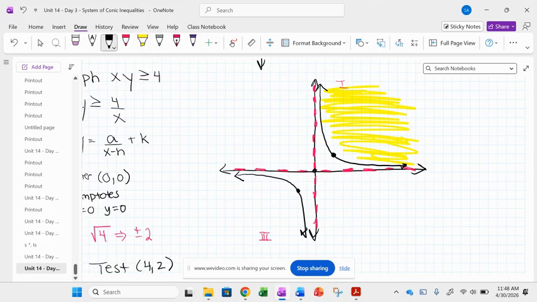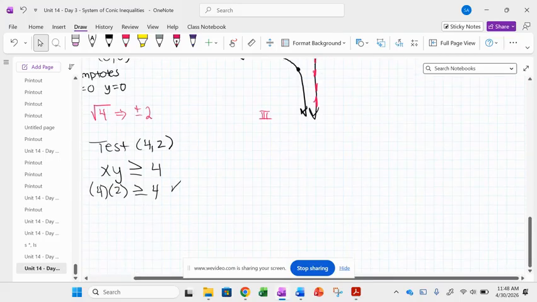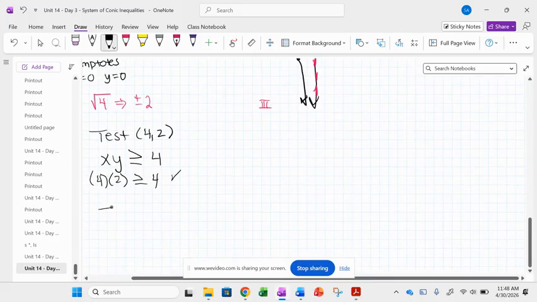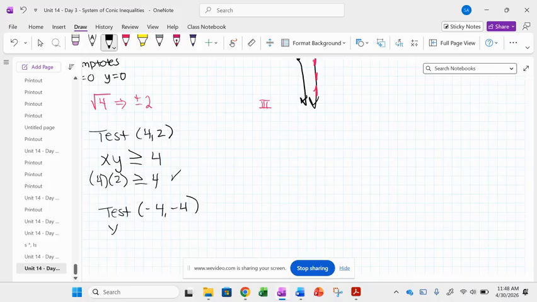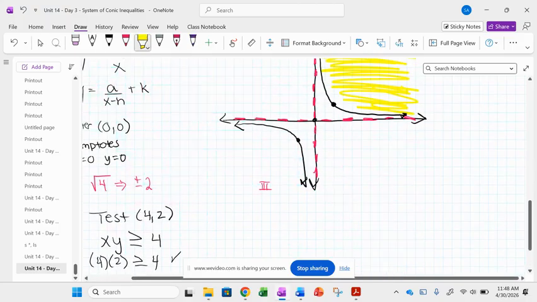But let's say you didn't trust that, right? Could I test a point inside the other curve also? Sure. Let's go -4, -4. So then we're going to test xy is greater than or equal to 4. -4 times -4, is that greater than or equal to 4? Yes. So then point proven, we shade over here.